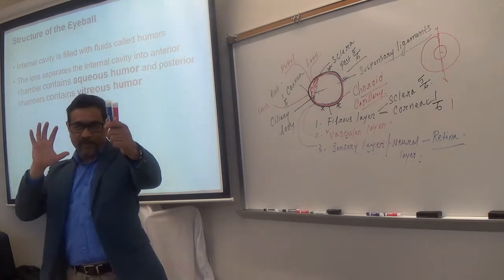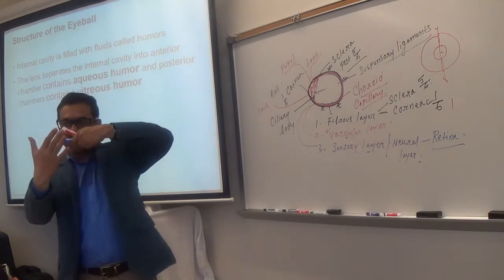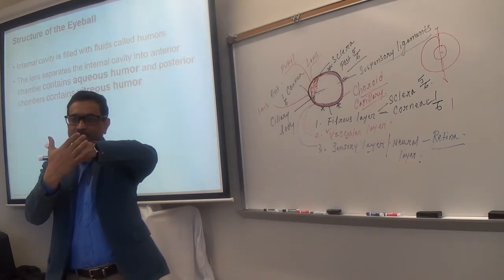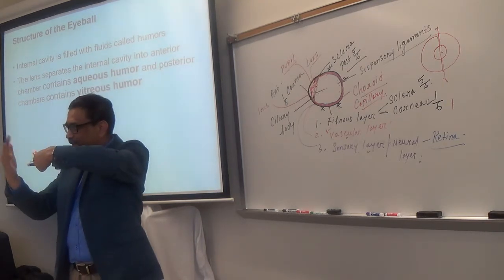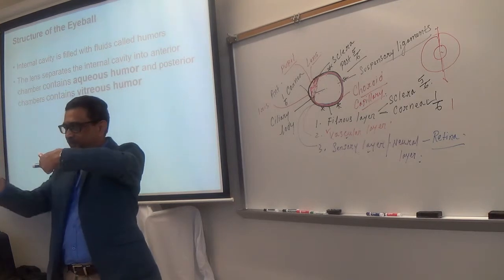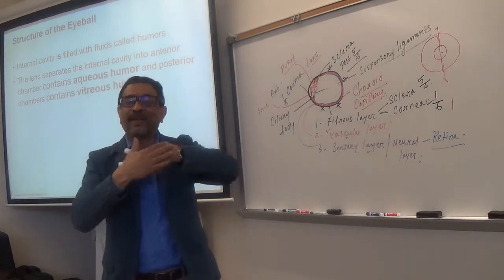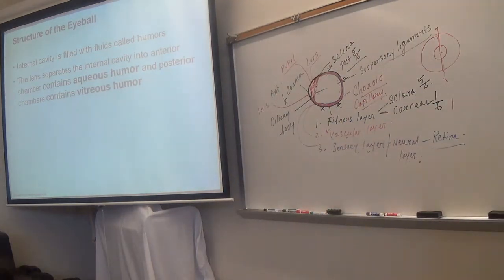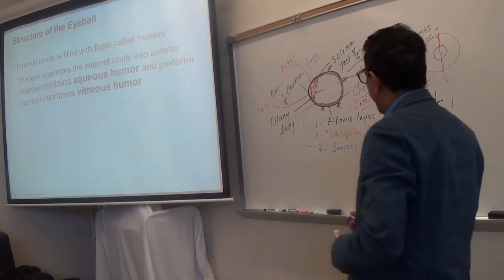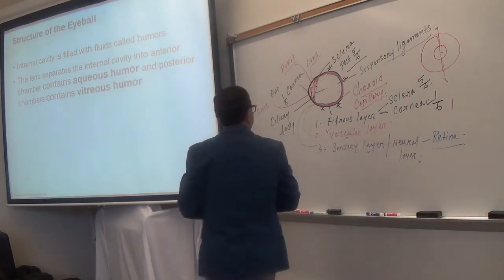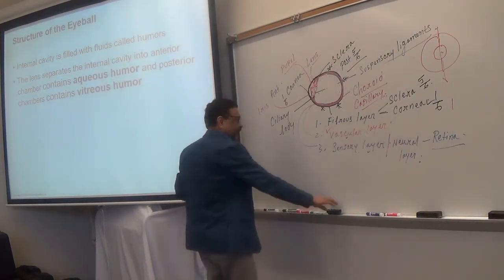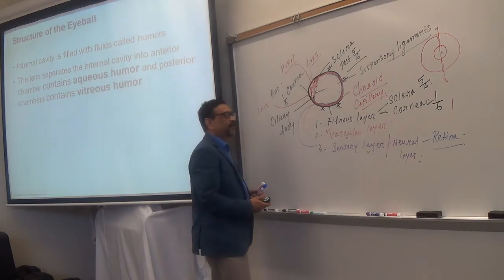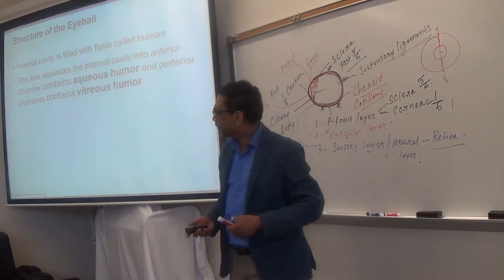So that pressure of the fluid keeps it attached to the wall. Okay. Now if the pressure drops, then there is a chance that it will come off. Okay. So it's not very strongly attached. So that is another important function of your vitreous humor. Okay. So that is the structure of the eyeball.